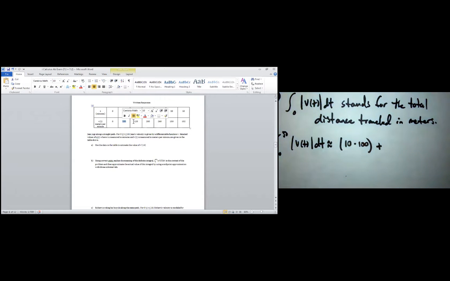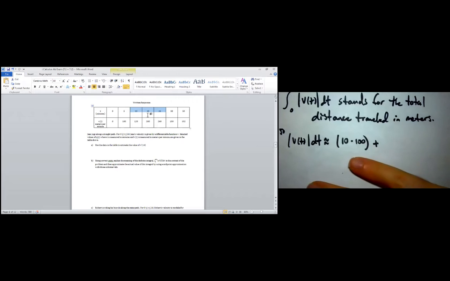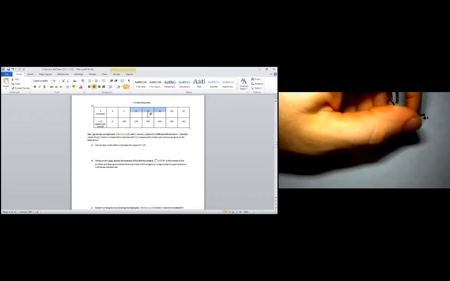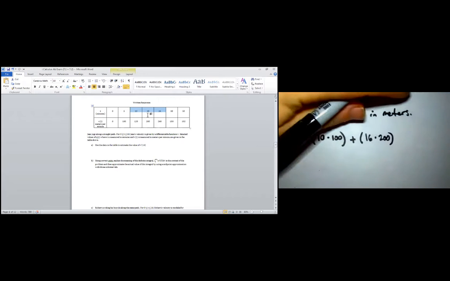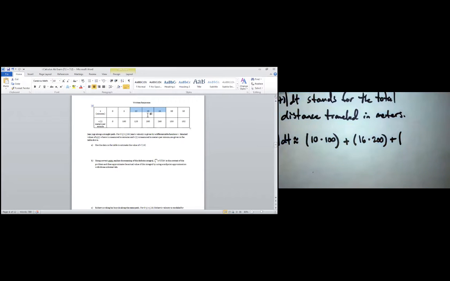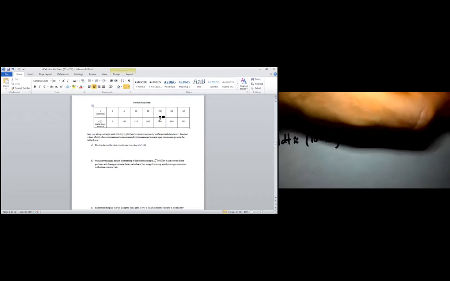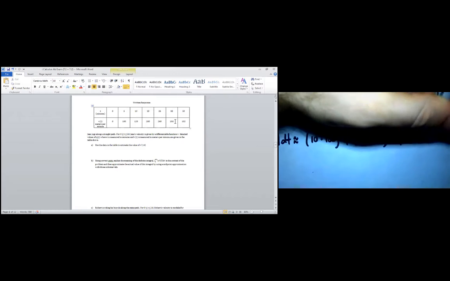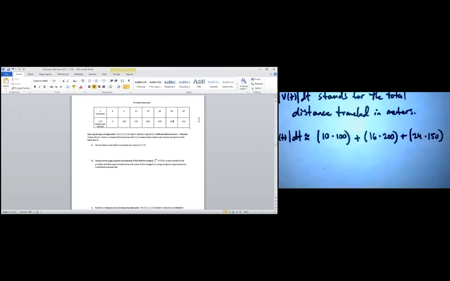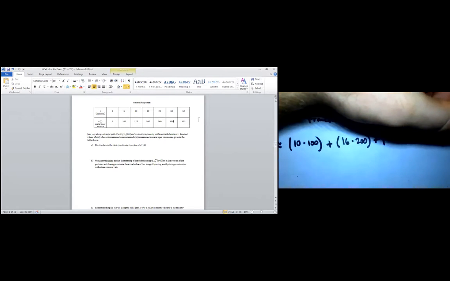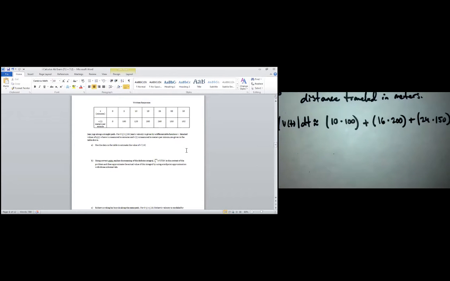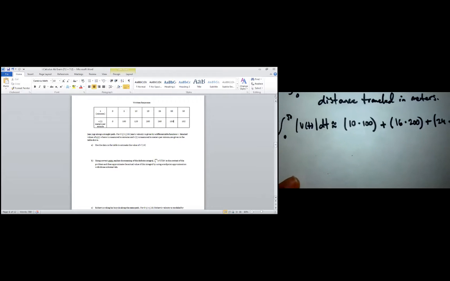And then we're going to go again. The next one goes from 10 to 26. Directly in the center of those two numbers is 18. So from 10 to 26 is 16. The height that corresponds to 18 is 200. And the last one is from 26 to 50, a distance of 24. Its midpoint is 38. That is 150. And then we're just going to tack on the word meters after it and hope that we don't have to do any more math with that problem. Everybody good?